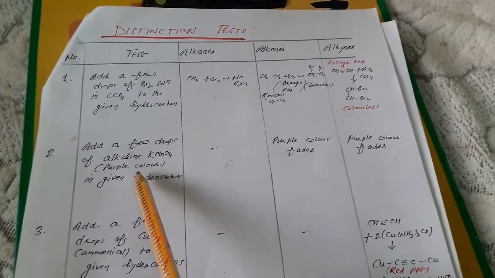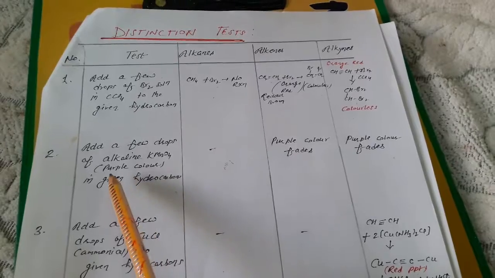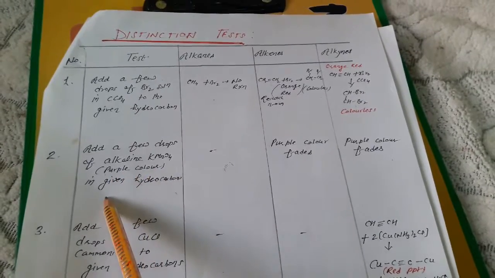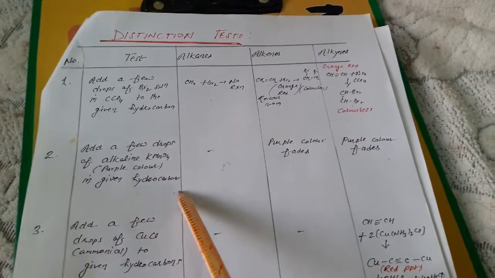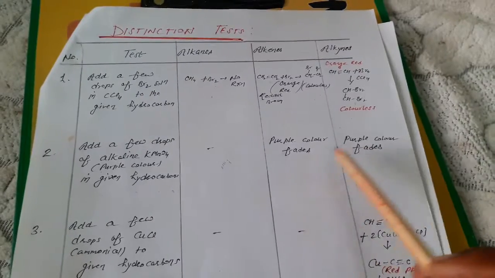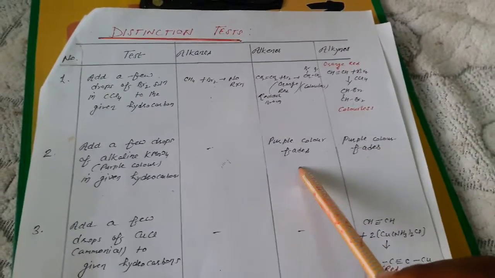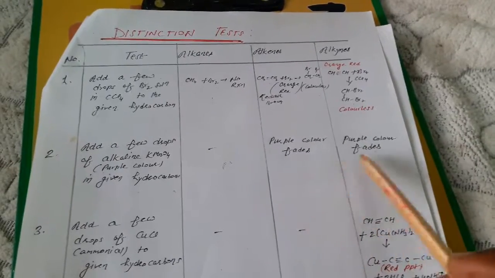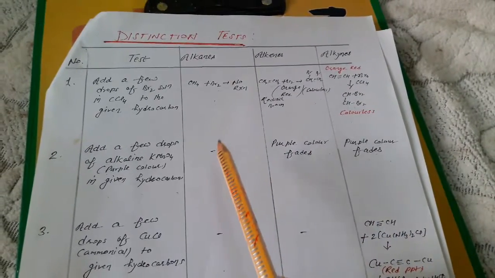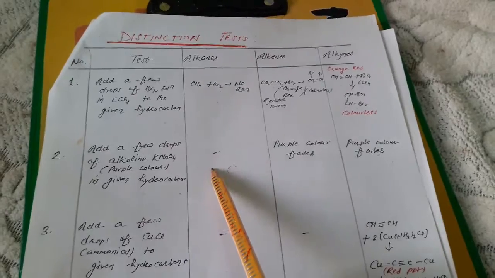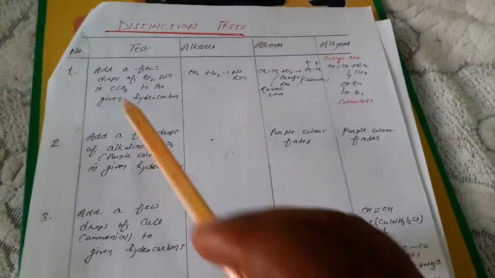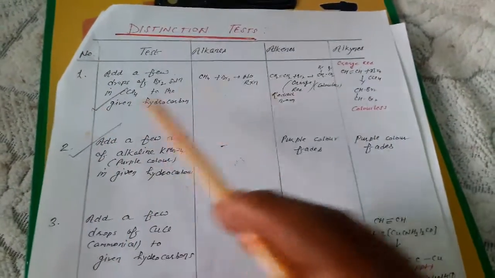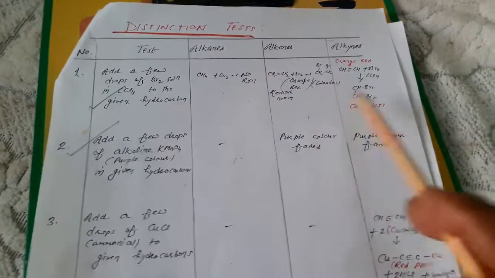That we say Baeyer's reagent, alkaline KMnO4 solution, which is of purple color, when added to given hydrocarbons, these kinds of hydrocarbons change its color. Okay, the purple color fades. So this is a test for alkenes and alkynes, the same result. So we can see these two tests are the distinction between saturated and unsaturated compounds.